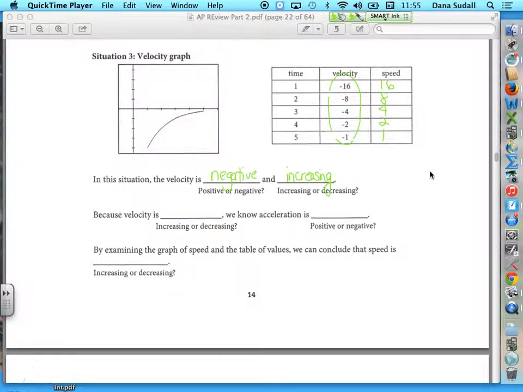And because the velocity is increasing, we know that acceleration, which is the slope of the tangent lines, is positive. And it says by examining the graph of speed and the table of values, we can conclude that the speed, if you look at your values for your speed, is decreasing.